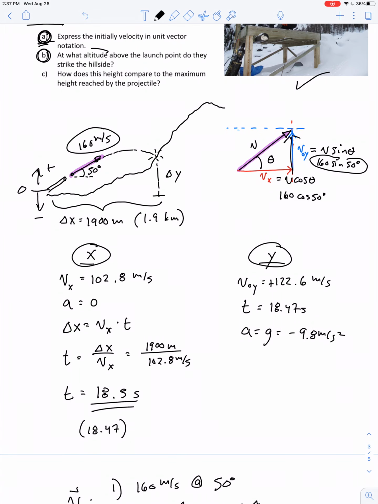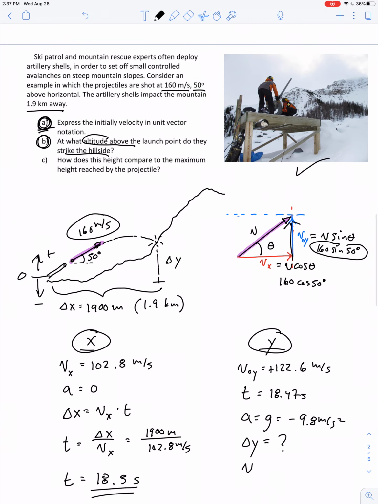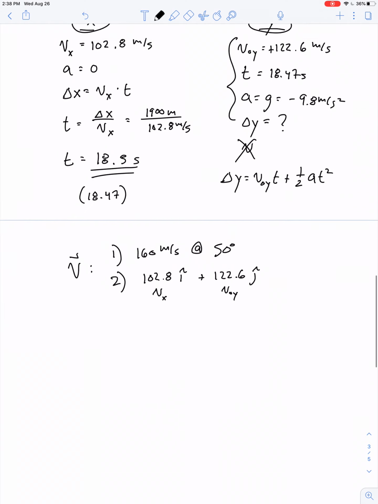Part B, at what altitude does it strike the hillside? So that's what we're trying to figure out. How far does it displace vertically in that amount of time? So nothing was asked about what's the vertical velocity. So, what's the component of the speed when it strikes the hillside? Now, that wasn't asked, that wasn't given, we'll leave it out. So the equation that relates these four variables is delta y equals v naught y times t plus 1/2 at squared.